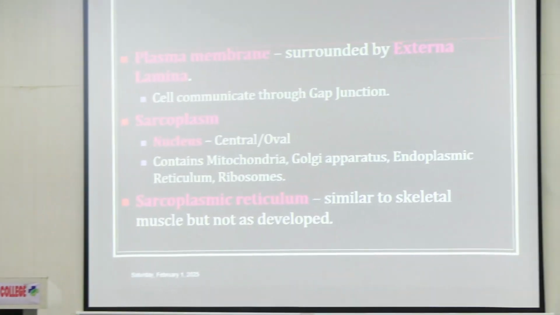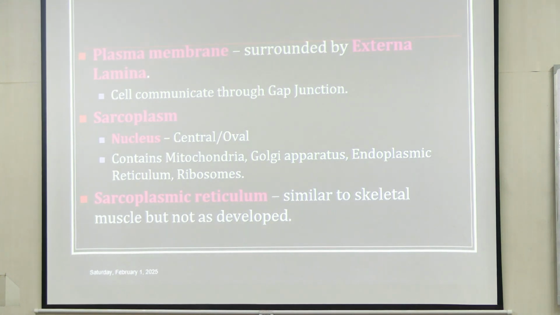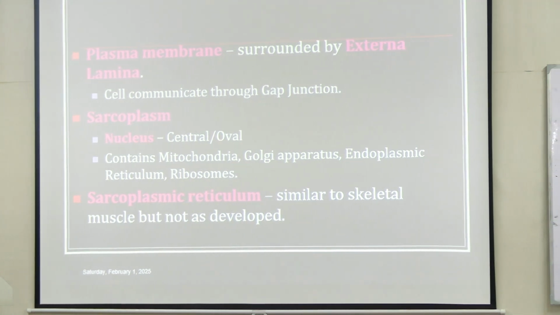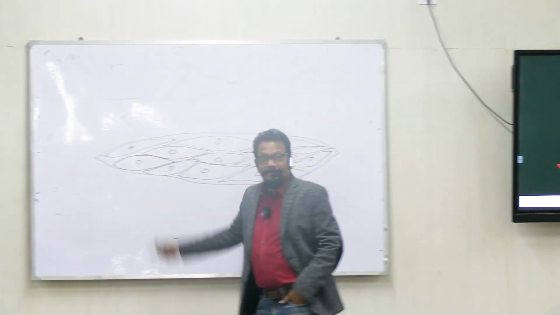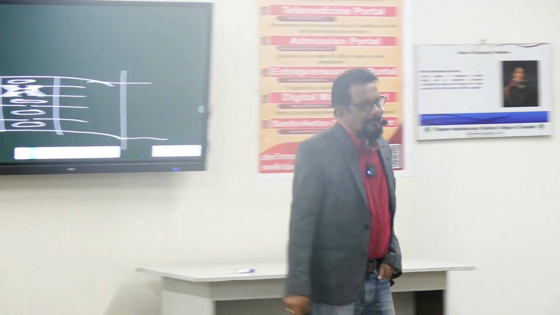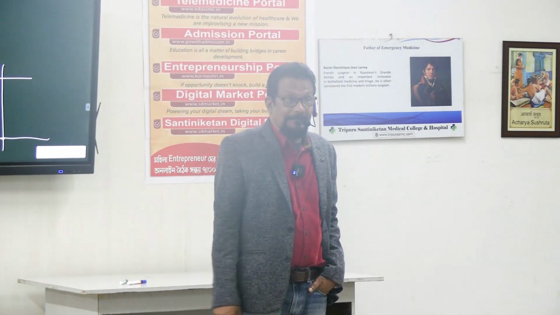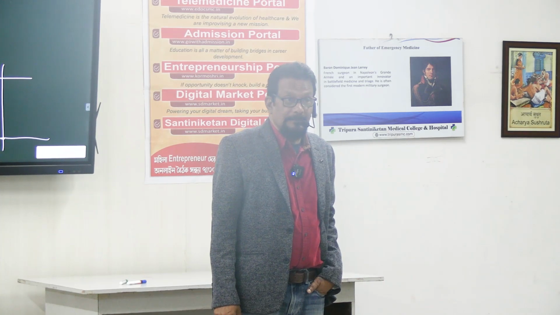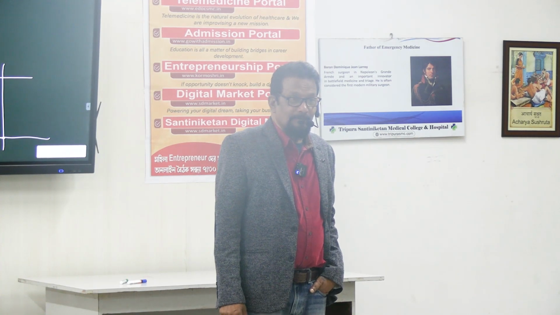We said smooth muscles are of two types. What are these? Unitary smooth muscle or single unit smooth muscle. Now, from your idea, tell me what I have drawn there, whether it is single unit or multi-unit. Multi-unit, single unit. What is your idea?